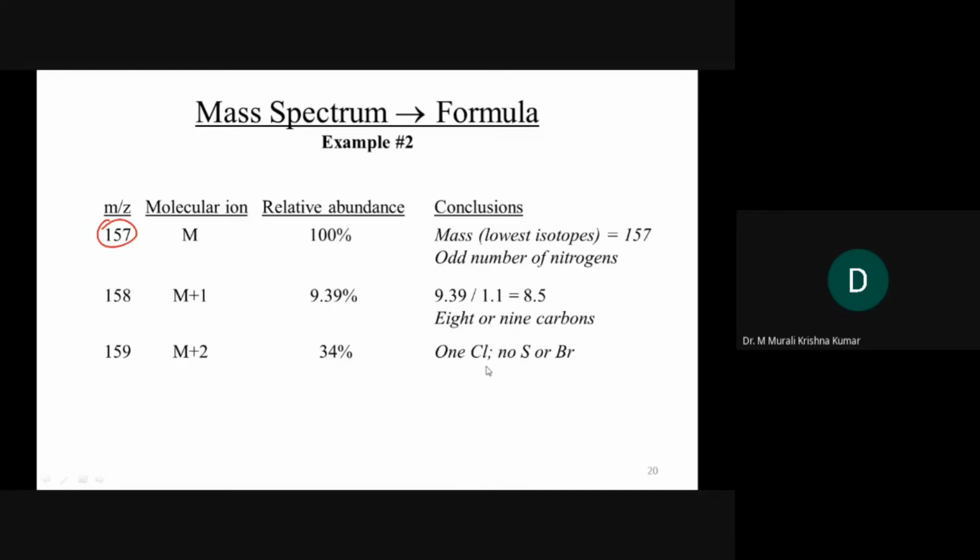So one chlorine can be there. There is no possibility of sulfur or bromine because it is 34%. Let's say if we get 40% here, we got an excess of what is needed. If it is 34%, then we can consider it as chlorine. But if it is 40%, we cannot consider chlorine, and this indicates the presence of sulfur. So you have to be very careful here.